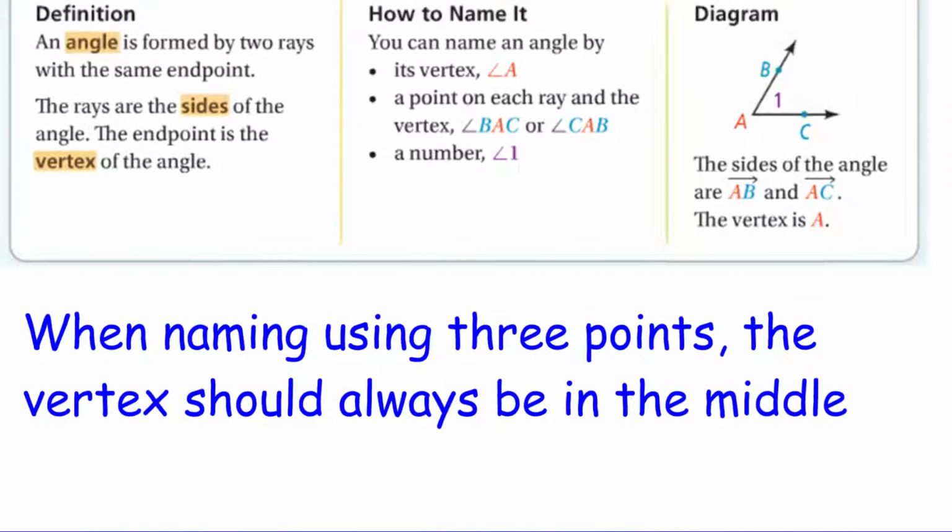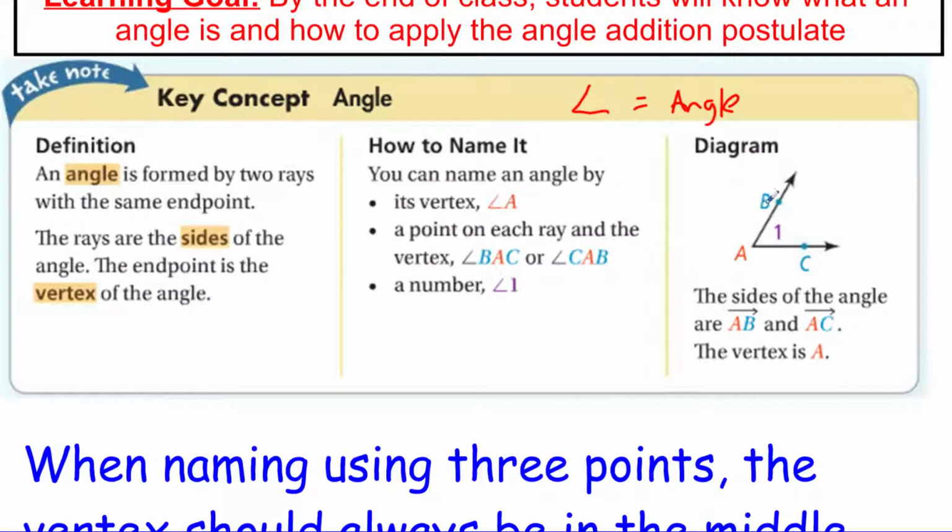If I come over to my diagram, I pick a point on the one ray and a point on the other ray and the vertex, and when we name this, I'm going to call it from B to A to C, angle BAC. Or I could start at the other one and call it CAB, and they are both good ways of naming it. I could not call this BCA, because that would be an angle that starts at B, has a vertex at C, and then goes to A. It would be an angle that looks like that, and that's not what I'm trying to name.